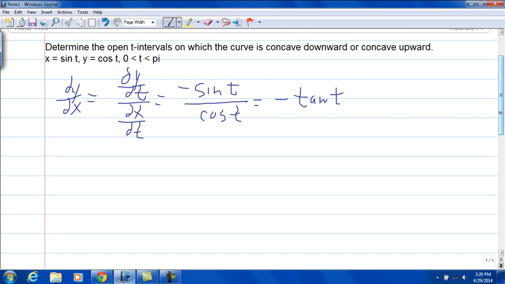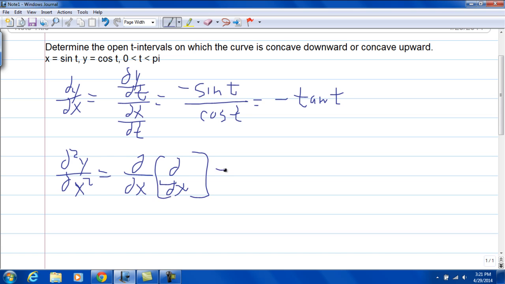Now, we need the second derivative. So the second derivative of y with respect to x is going to be the derivative with respect to x of the derivative with respect to x. That's going to be the derivative with respect to t of dy/dx, what we just found, divided by dx/dt. So our dx/dt from the previous problem.